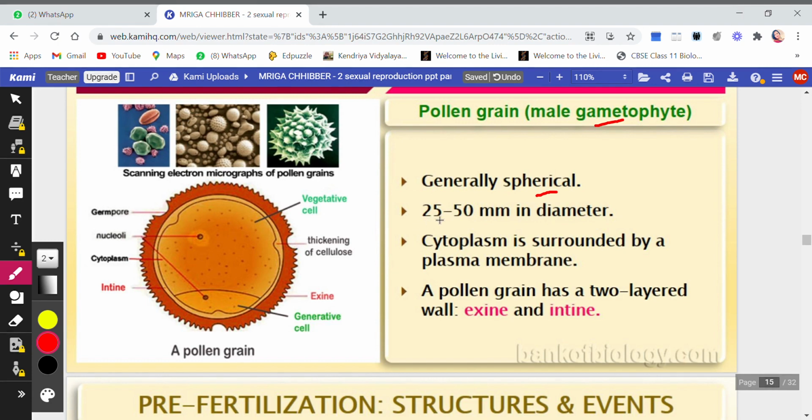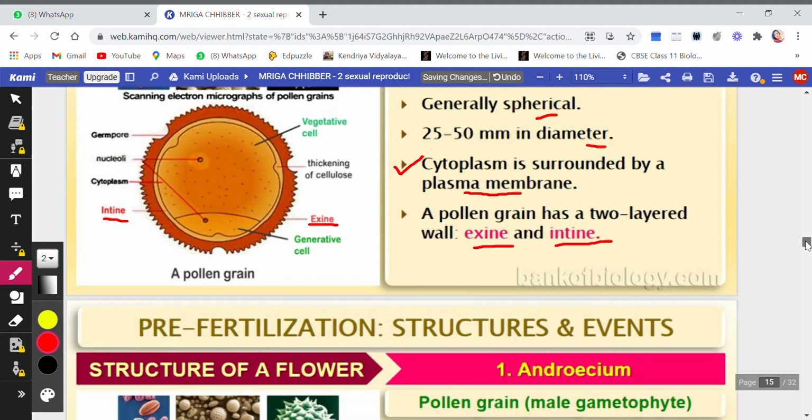And the basic size of the pollen grain is 25 to 50 millimeters in diameter. Now cytoplasm is surrounded by plasma membrane. So every cell has a covering called plasma membrane. So cytoplasm of the pollen grain is surrounded by plasma membrane, and pollen grain has a two layered wall called exine and intine, right? So the outer wall you see here is the exine and the inner wall you see here is the intine. So two walls of pollen grain, exine and intine.